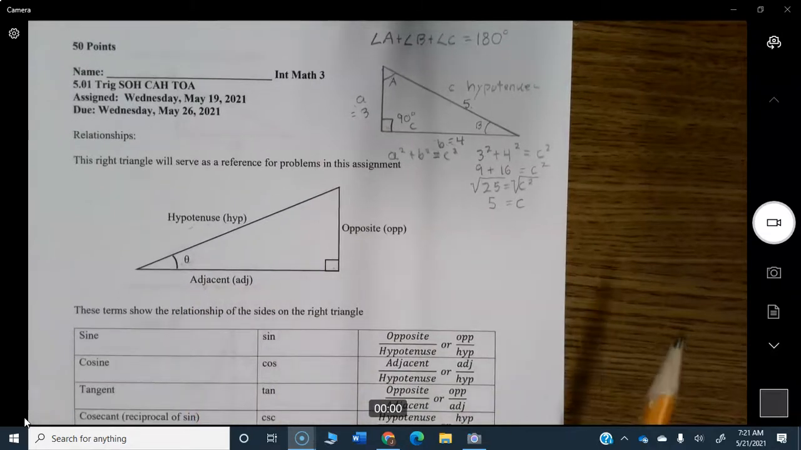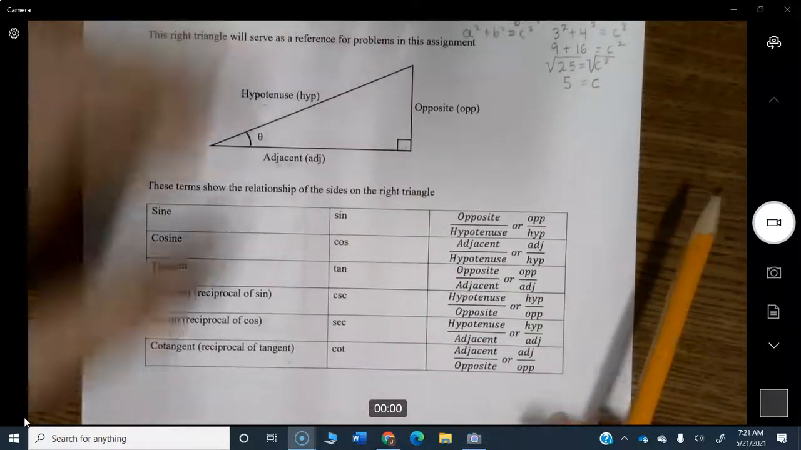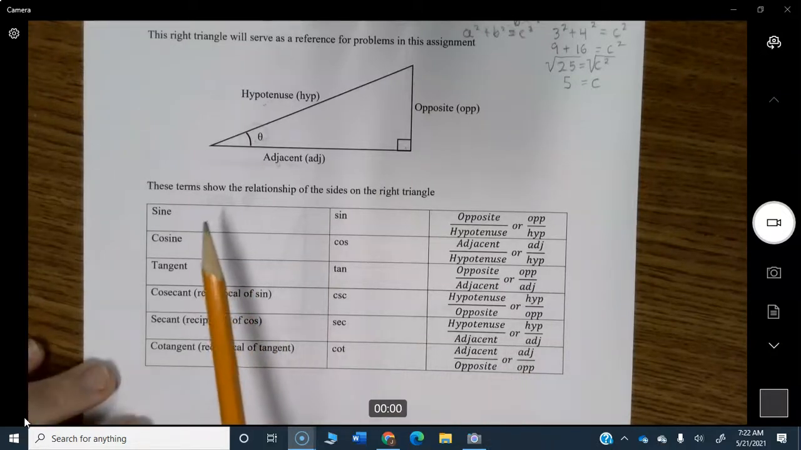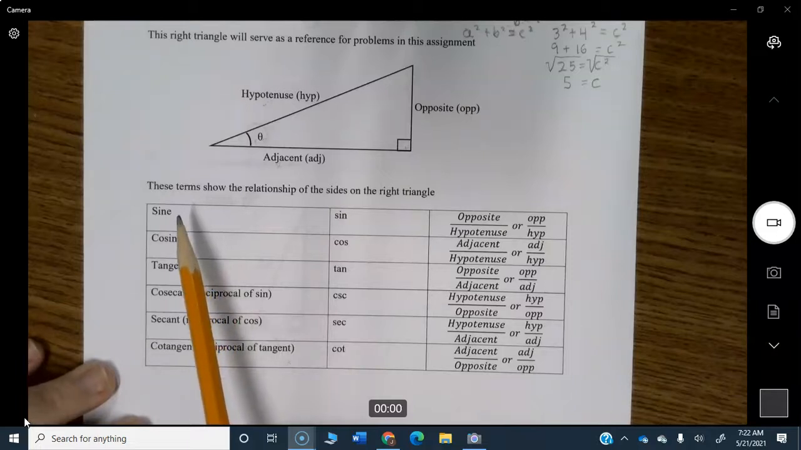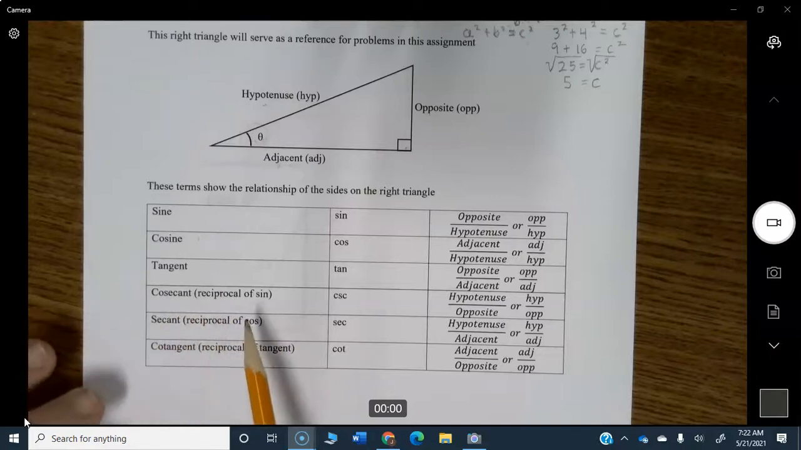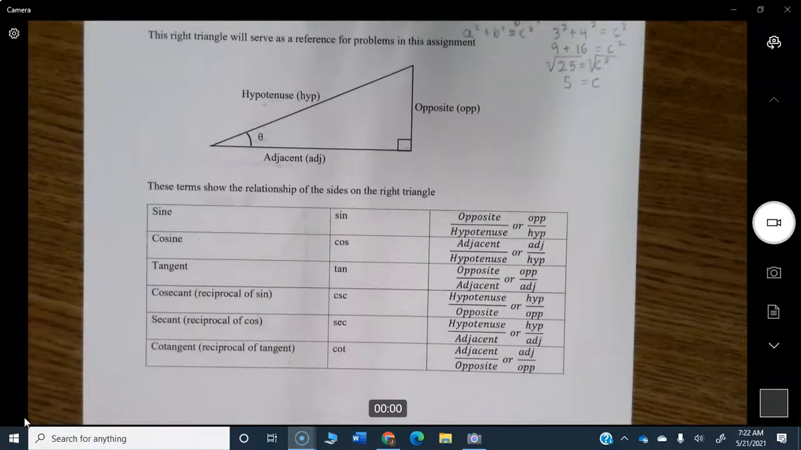Okay, so let's go ahead and see some relationships here. And for this assignment, you have this table to work with, and you're going to constantly be referring to this while you learn this. Okay, so we have three fundamental functions in trigonometry: a sine, a cosine, and a tangent. The three down at the bottom are kind of secondary functions, and we're not going to deal with them at all today. Okay, so you can ignore these three down at the bottom. We will use them in some future assignments.